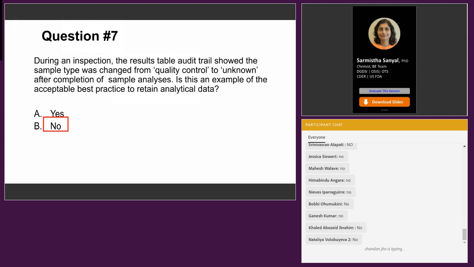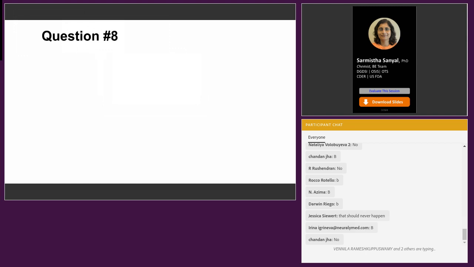If you remember in the case study presented, the case study 3, there was an example where we have seen the audit trails showed that the sample type was changed from quality control to unknown after the analysis was completed. So that's total no. That should not happen. Sometimes the sample name or type may be changed in some cases before the analysis, but that should never be the case once data analysis are completed. Moving on to the next question.